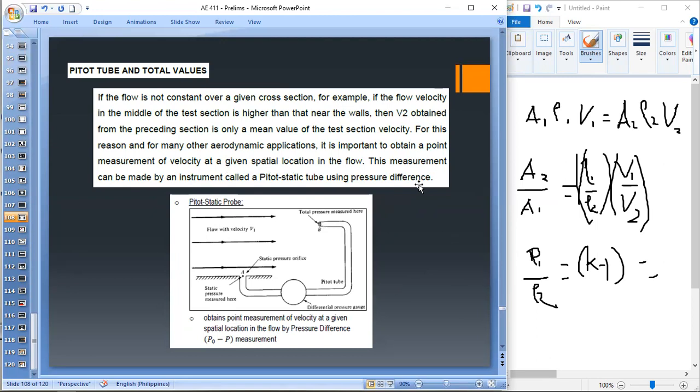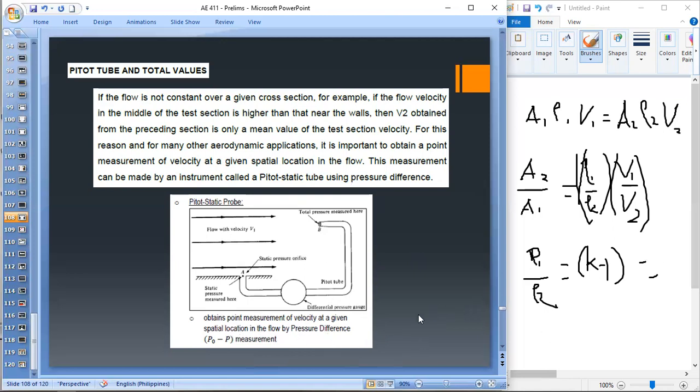So in aerodynamics, as far as I remember, nasabi na paano nakuha yung pitot-static tube natin, which is meron tayong static pressure, dynamic pressure, and total pressure. So it obtains a point measure of velocity at a given spatial location in the flow by pressure difference. You have your total pressure minus your static pressure, so it's either static or dynamic. So yan yung measurements natin.